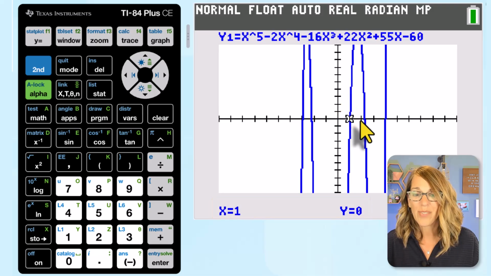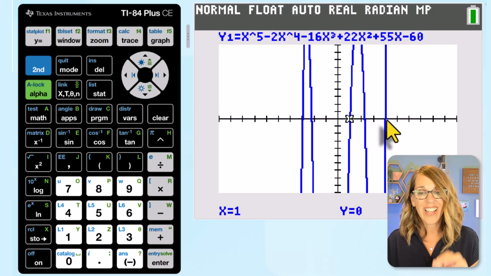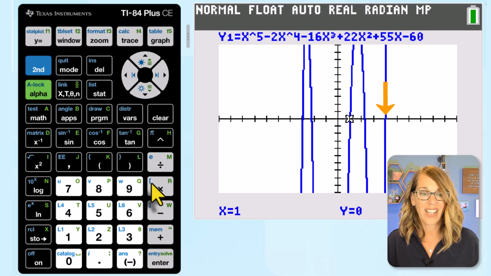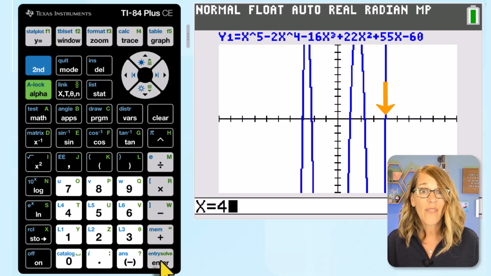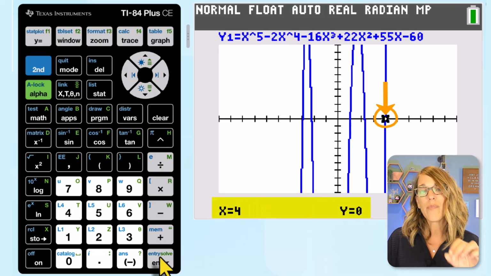root. The next one is not so nice, 2 point something, but then I've got another one here at 1, 2, 3. It looks like it's at 4. Let's just type in 4 and then enter, and that's one more 0.